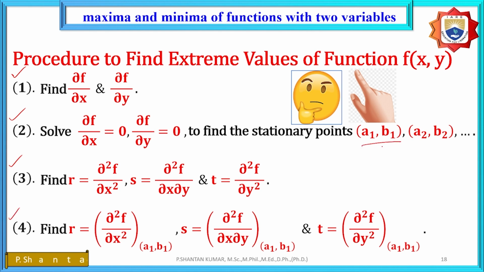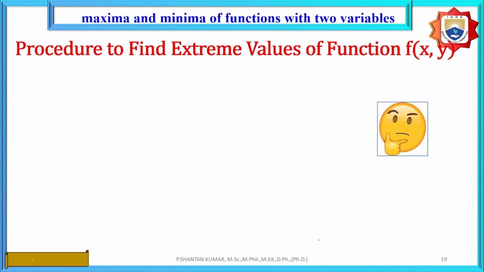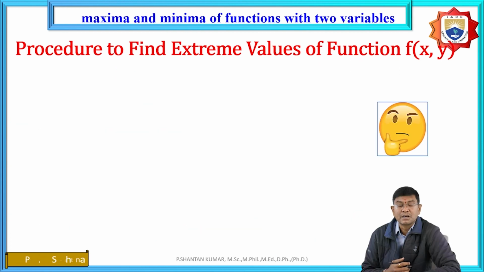Whatever we got, these are the stationary points. You need to find the values r, s, t. These are the important steps we need to follow. One is finding f(p, q), that is fx and fy, and next is the stationary points, and the third is, at the stationary points, you need to find r, s, t, that is the second order derivatives. Based upon this r, s, t, we need to identify the maximum or minimum.